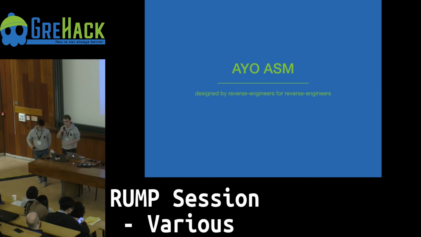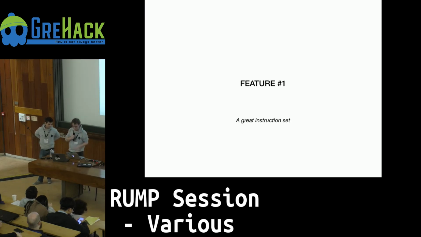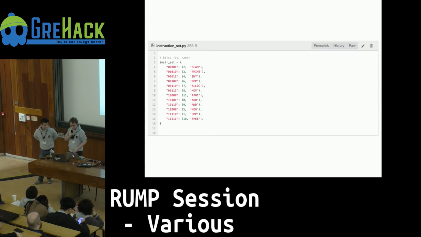So obviously, in our team, the assembly we made for this virtual machine is called I/O, and obviously our developers need assemblers and tools to build programs in I/O. So it was designed by reverse engineers for reverse engineers, and we are going to describe some features. The first one is we have a very great instruction set, which is composed of like 12 instructions or so. With all these 12 instructions, we managed to do everything: read the user input, allocate memory, and so on.